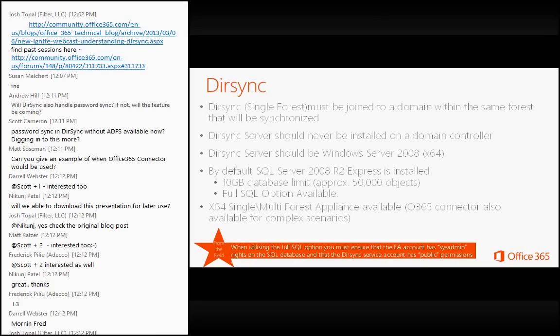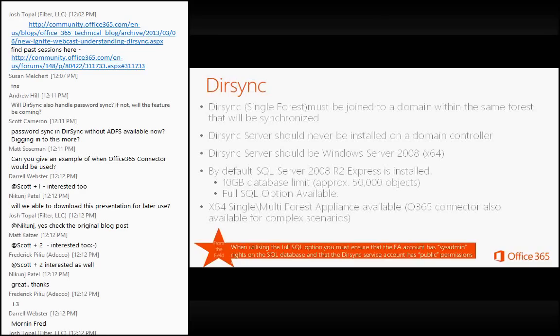Based on the number of objects, we have some basic guidance that says if you've got 50,000 objects, then based on a particular size of those objects, the database is probably going to be around 10 gig. I mean, it's probably not going to be exactly 10 gig, but essentially that's the guidance that we follow. So if you have more than 50,000 objects in your on-premise AD, then you would need to install full SQL, because SQL Express, which gets installed by default with DirSync, has a 10 gig limit. So if you've got larger than 50,000 objects, you would need to install full SQL.